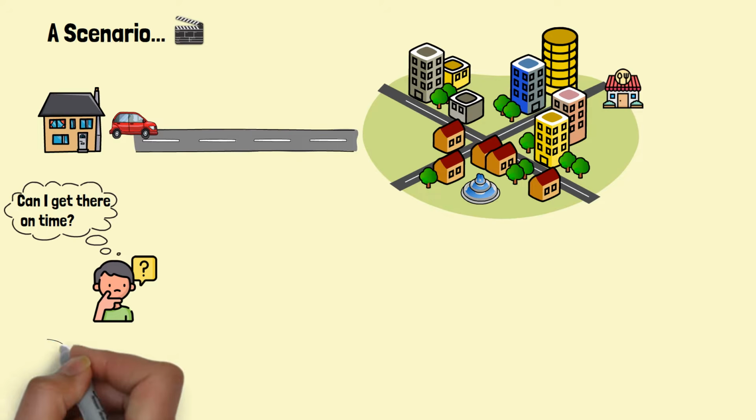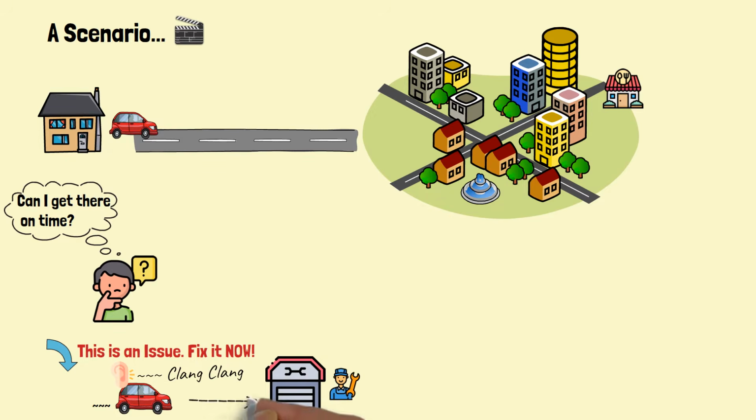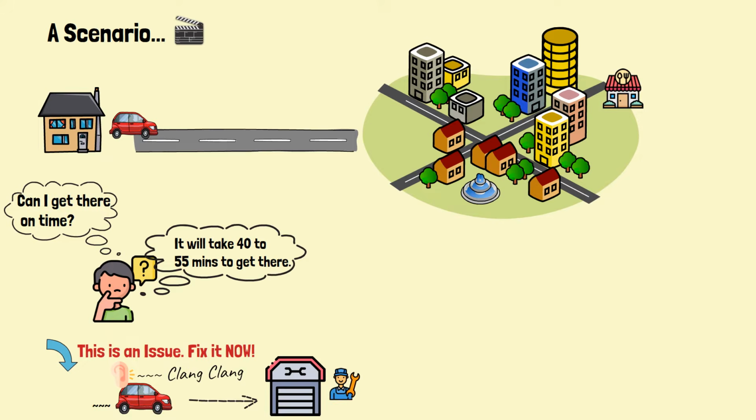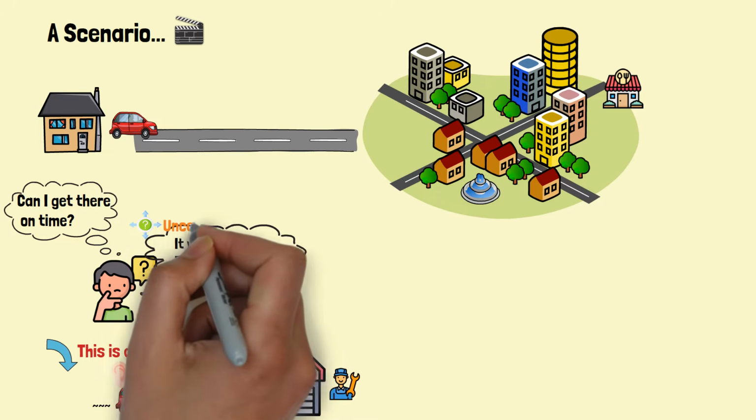Let me sidetrack a little bit. If your car makes a lot of clunking noise when you drive or brake, it could indicate that your braking system needs a thorough check. This is an issue, and you should visit the car workshop immediately. If you use your preferred route to the restaurant, the journey usually takes 40 to 55 minutes based on your experience. The range of journey time is considered as uncertainty.